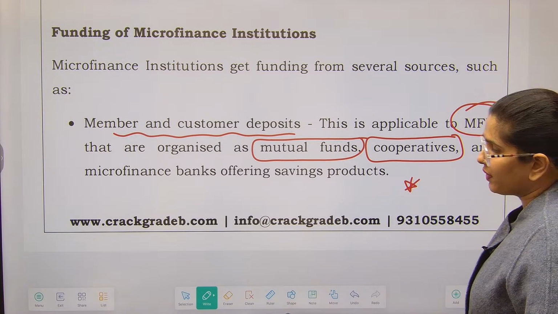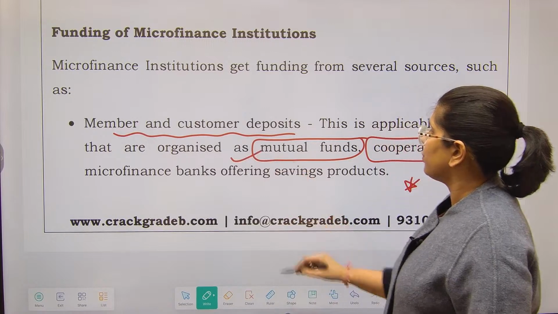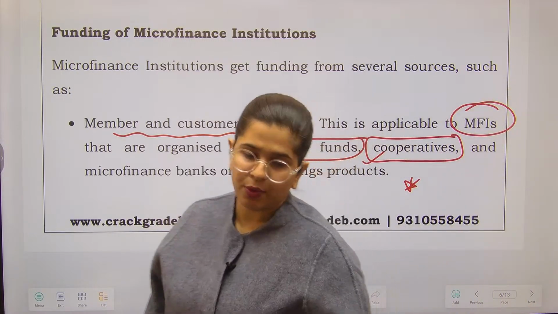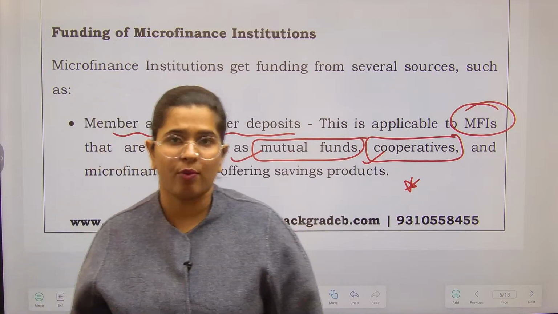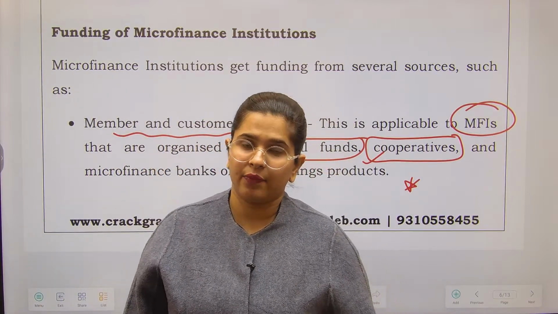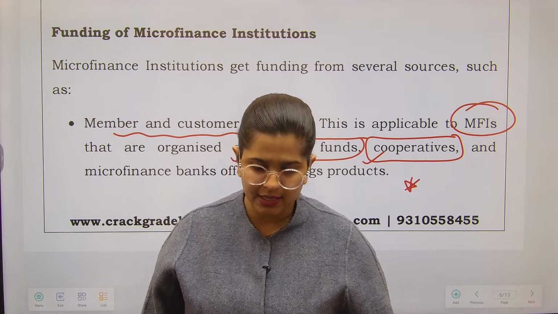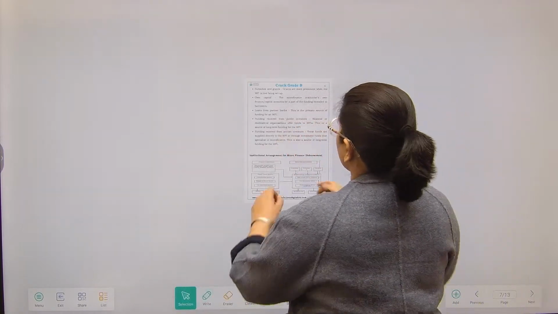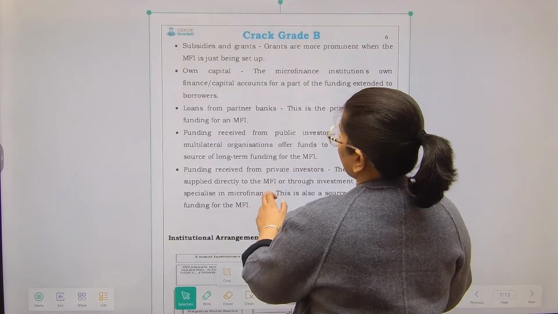So yes, if you are offering saving products, in the nature of mutual funds or cooperatives, you are bound to get funds from your members or customers in the form of deposits, and the same funds you are going to use for providing microfinance loans. Next source is subsidies and grants. They are also a prominent one.